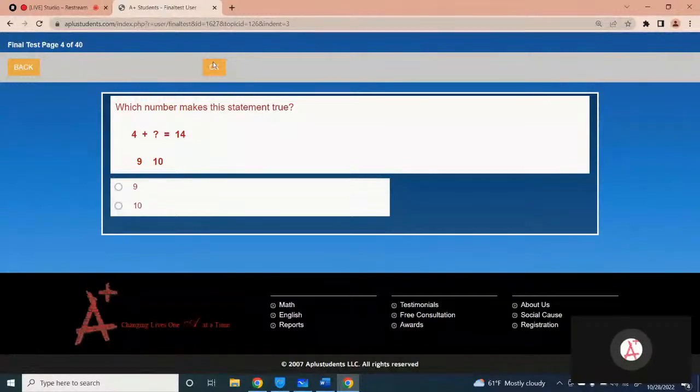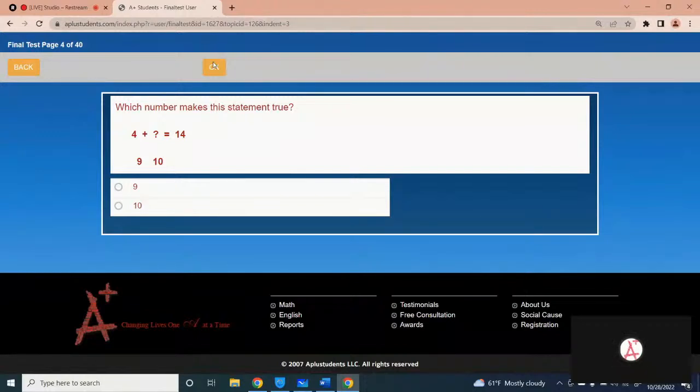Okay, the next one is: which number makes the statement true? 4 plus the missing number equals 14. And the options are 9 and 10. Let's check with the first option. 9 plus 4 is 13. 13 is not equal to 14. That means 9 isn't the correct option. Got it?